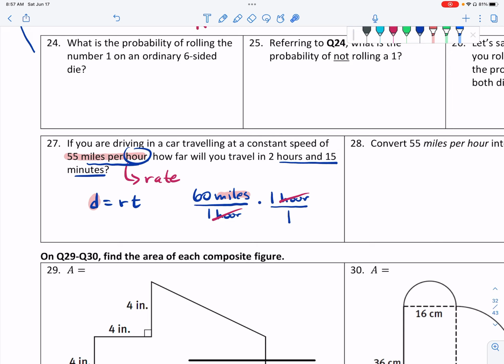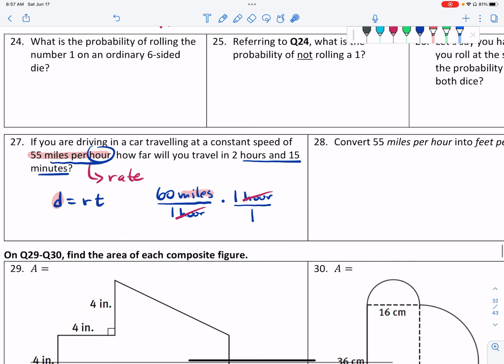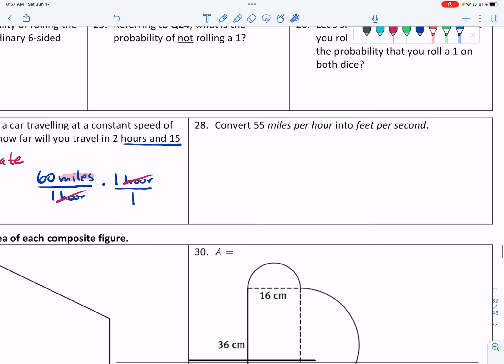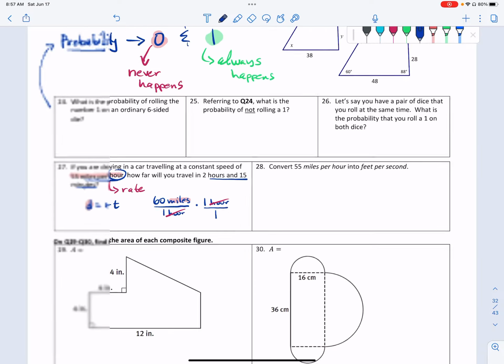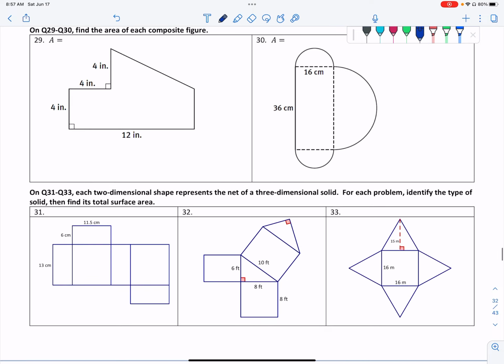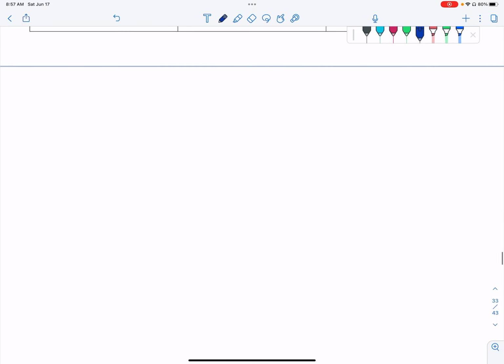Okay, so some more stuff about units, specifically about unit conversion over here on number 28. Convert 55 miles per hour into feet per second. So I'm going to come down here and talk a little bit about units like this. Tell me this, is the number 1 over 12 equal to 1? Well, obviously that is not true, but what if I did this?